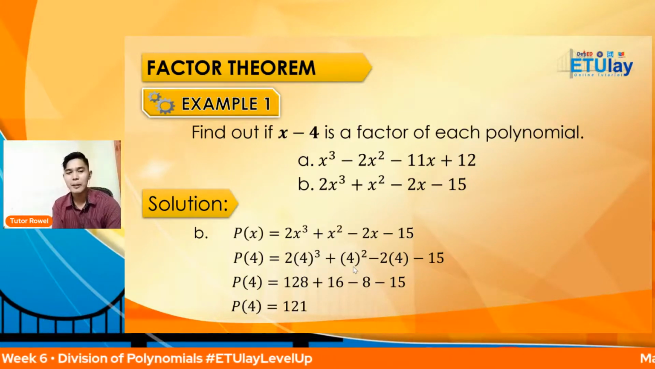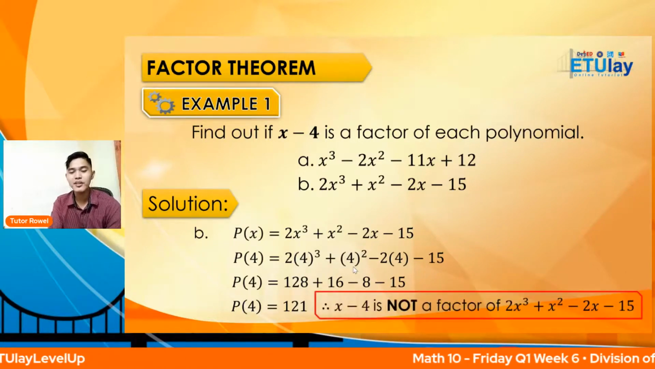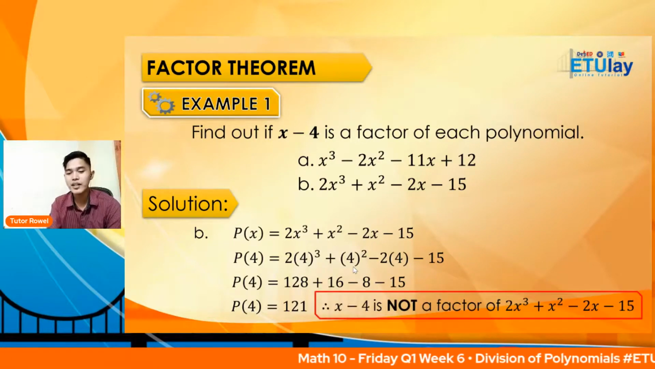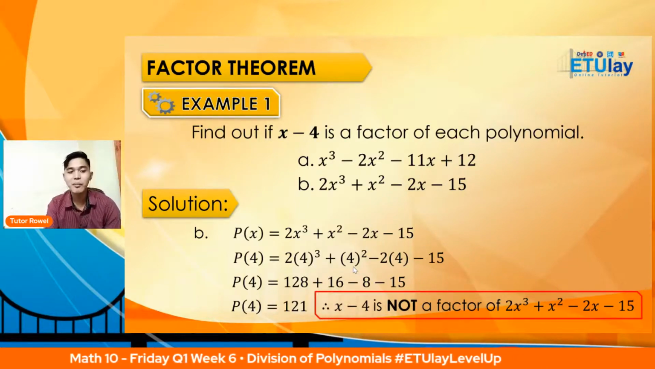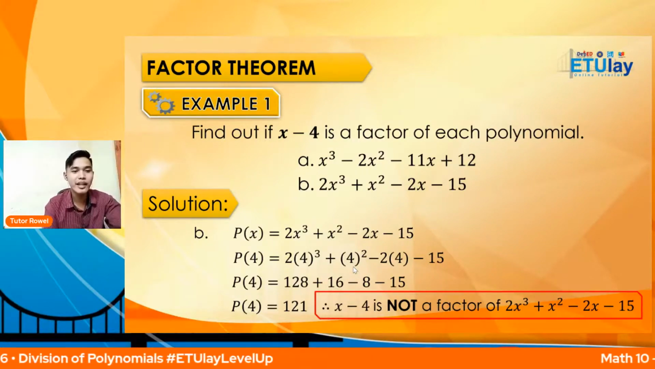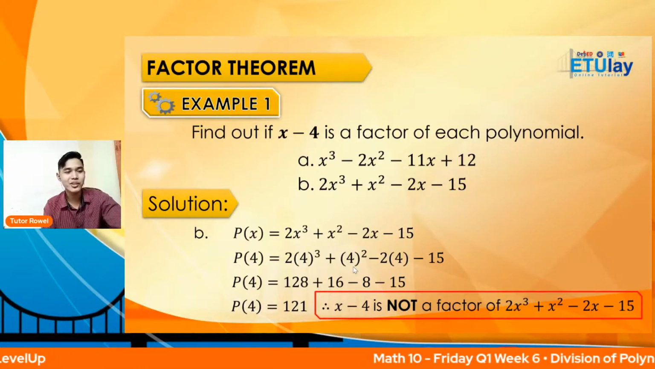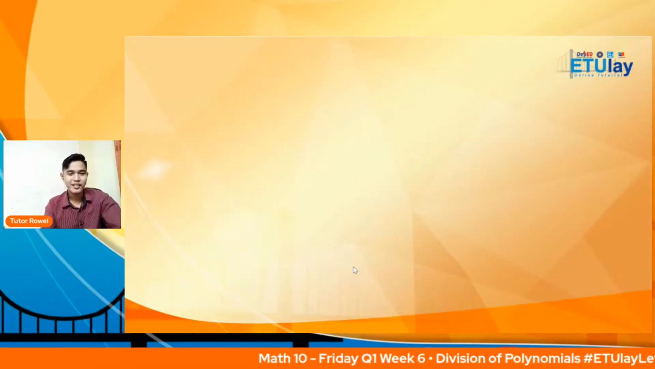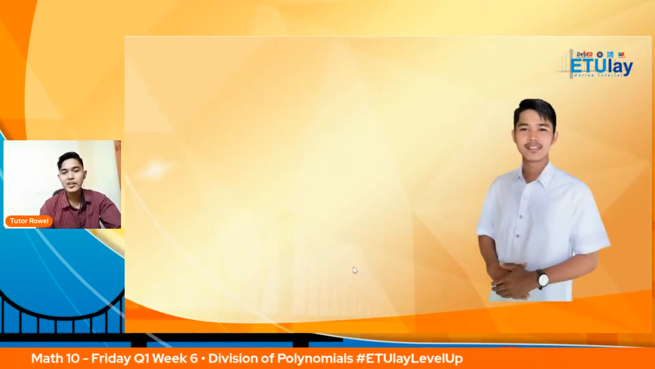What does it mean? Since may remainder tayo, we can say that x minus 4 is not a factor of 2x cubed plus x squared minus 2x minus 15. Okay, very good. Jasmine, Marcelina, Julie May, and Kiana, Reniel, and John Carl. Very good po. Nakuha nila is 121. Okay. Oh, that is for factor theorem.